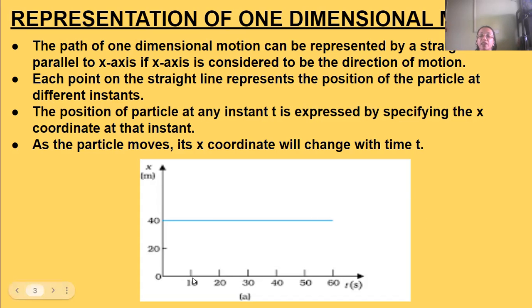See, for example, if it is 10 seconds, then the position of the particle will be here, parallel to the x-axis. If it is 20 seconds, then it will be here. 30 seconds, it will be here, like that. So the x coordinate will change with the time t.